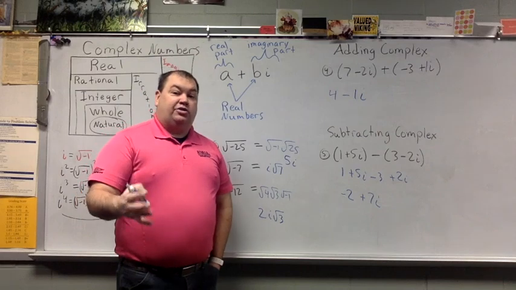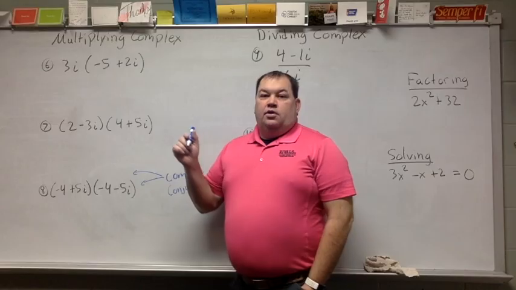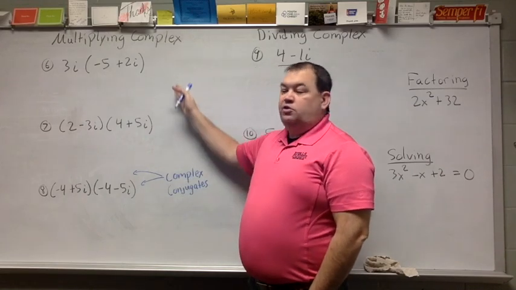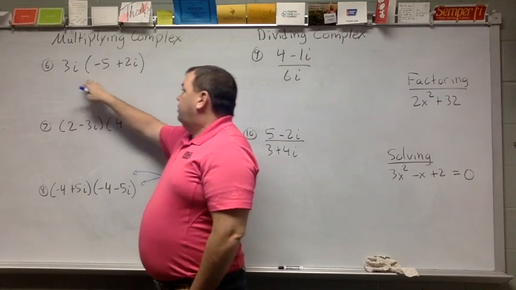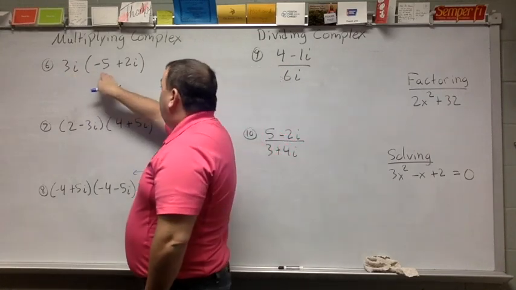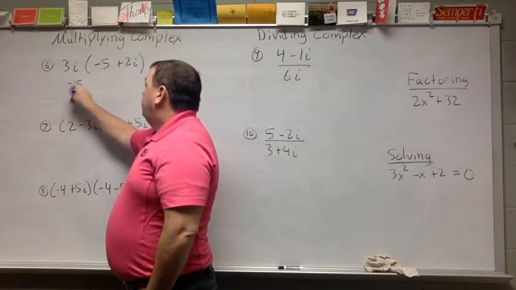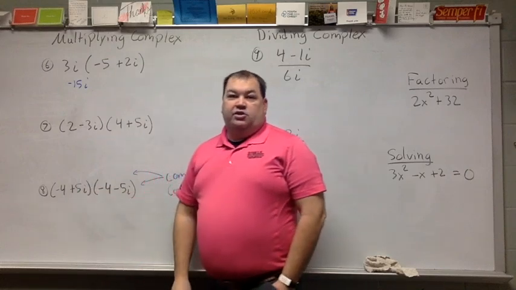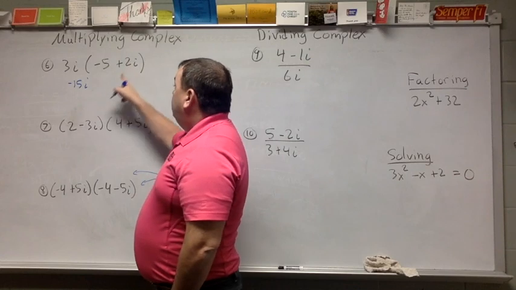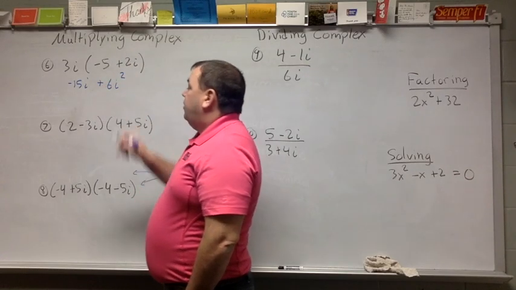It's combining like terms. Now let's take a look at multiplying and dividing. So to multiply, we're going to look at a couple different scenarios here. We're going to do one that looks a lot like the distributive property. And it is. We're going to take this 3i and multiply by both parts here. So 3 times -5 is -15, and that i just comes along. When I multiply the other part, 3 times 2 is 6, but i times i is now i squared.